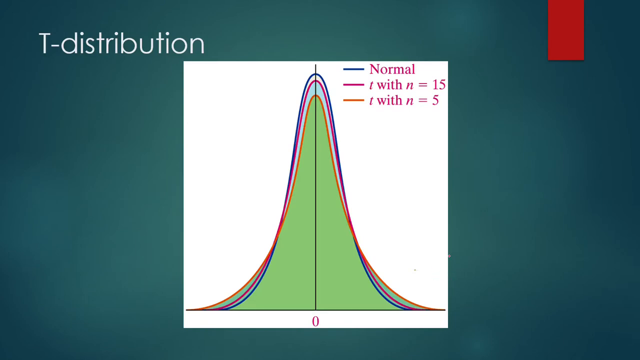Now in this graph, you will notice that for the normal distribution in blue, we have the bell shape that we're used to. The T distribution in red, here in the center, has a wider tail on either side of the distribution, but if n increases, it gets closer and closer to the z distribution.